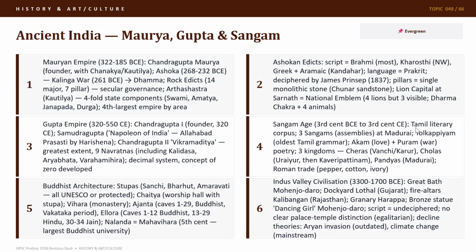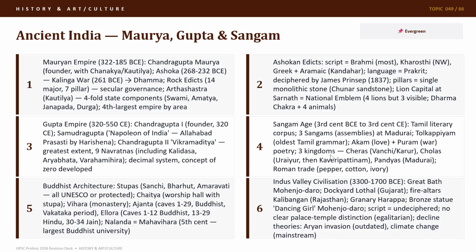It was Tamil literary corpus. Three Sangams or assemblies happened at Madurai. The Tolkappiyam, the oldest Tamil grammar, was established during Sangam Age. Akam, love, and Puram, war. Both concepts were there in the poetry. So we had Veeras as well as the ras of war, love, which is Akam.